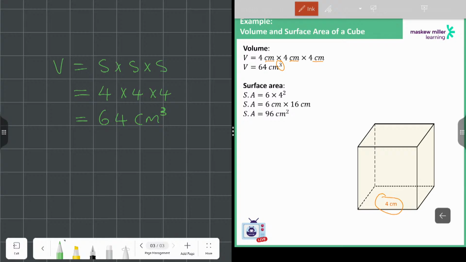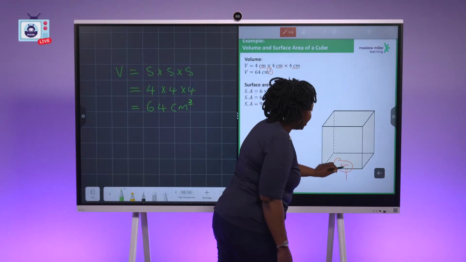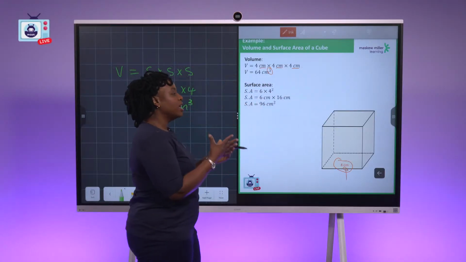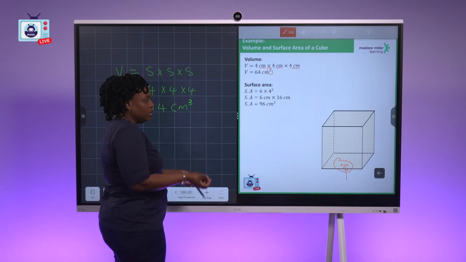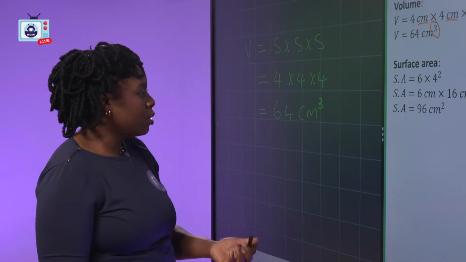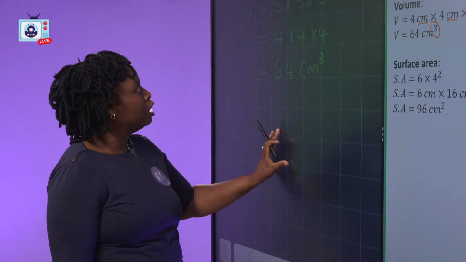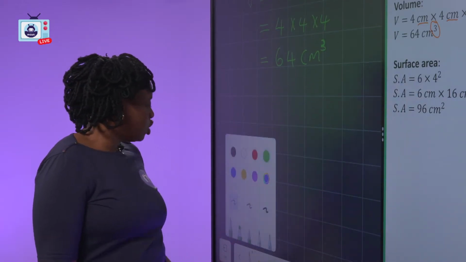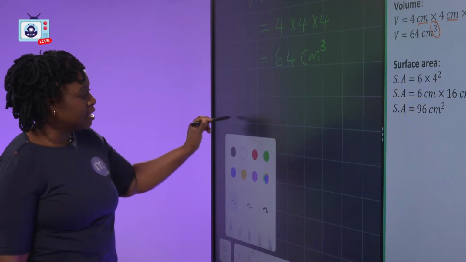You do not always just say centimeters. You only say centimeters if the unit they've given you is indeed centimeters. If they give you meters, you must use meters cubed. If they give you millimeters, you must use millimeters cubed. All right, so please don't confuse them. It's not always the case that you just say centimeters.